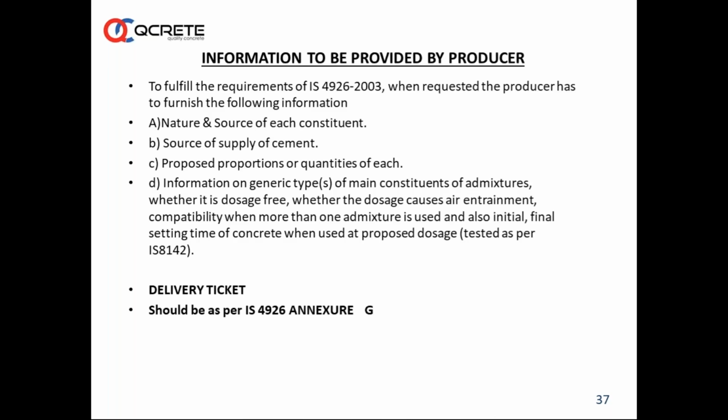IS 4926 clearly gives the complete information to be provided by the producer. And there is a clear annexure, Annexure G, which says how the DC or the invoice which goes along with the truck is to be prepared. So exactly we need to follow that one.